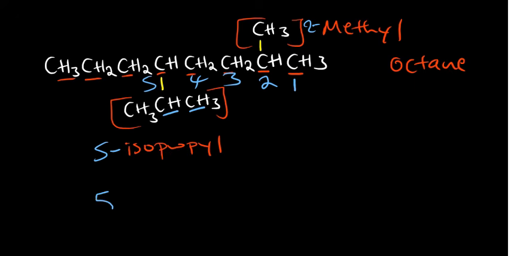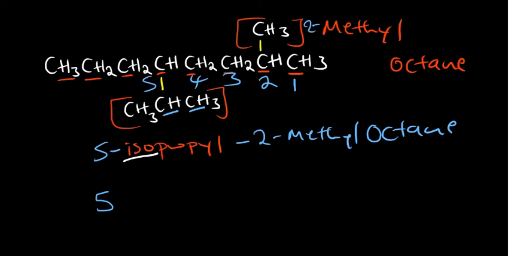So the expected name is going to be 5-isopropyl and then 2-methyl octane. The reason is simple. We said you can alphabetize iso and cyclo. So if you look at I and M, I comes earlier in the alphabetical order, so that's how you name it. Don't ignore iso and cyclo. Only ignore the di, the tri, the tetra, the tertiary, and the secondary. Okay, very important.